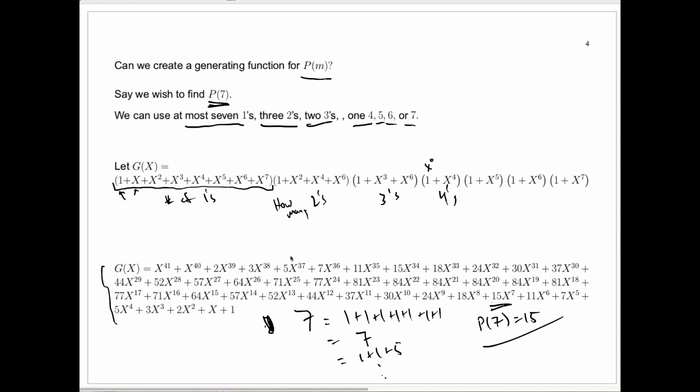But again, be careful. What does this 5 times x to the 37th mean? It doesn't mean that P of 37 is 5. What it tells you is there are exactly 5 ways to write 37 as a sum of at most 7 ones, at most 3 twos, at most 2 threes, at most 1 4, 1 5, 1 6, or 1 7. You could probably write down all of the ways to write 37 as a sum in that manner.